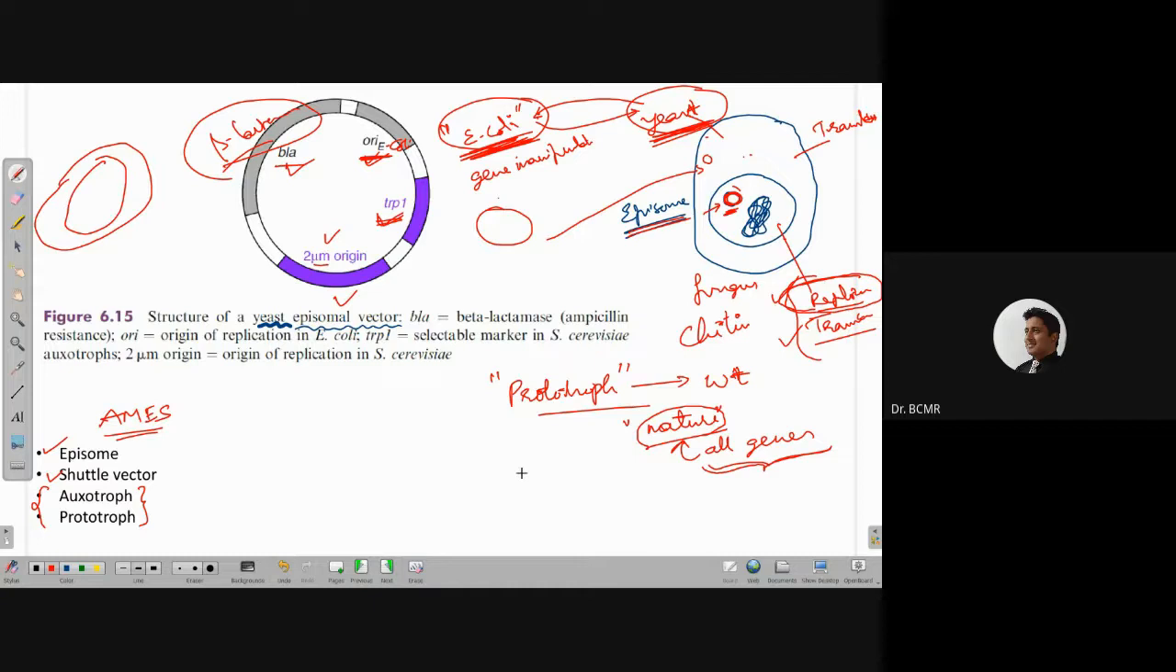And what is an auxotroph? An auxotroph can grow, but you have to take a little care. Some care is required. That means it does not have all the genes. Somewhere some deficiency is there. Some genes might be missing. Say, for example, we'll take E. coli. E. coli can grow in... I will change it. It's not E. coli, because we want to talk about yeast. So we will take that as an example.